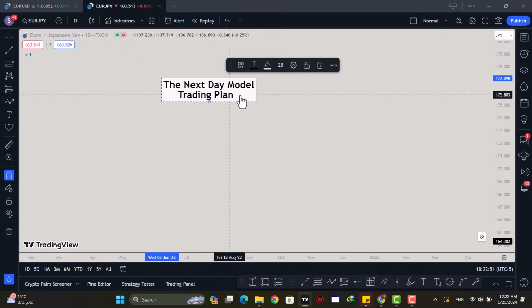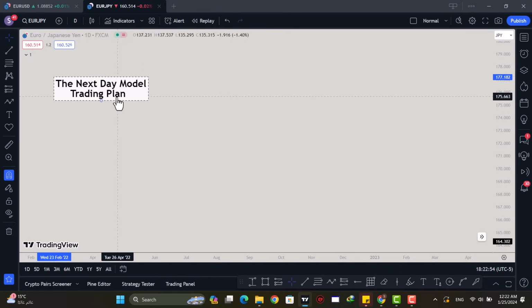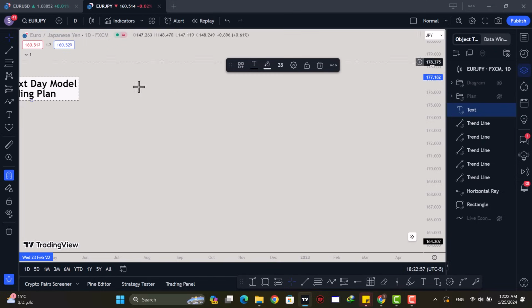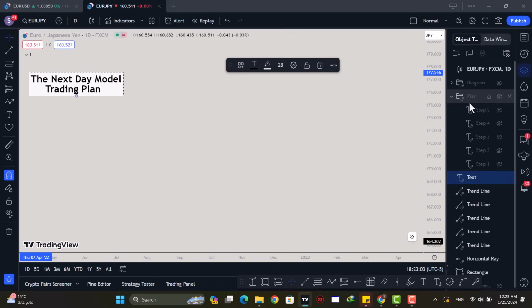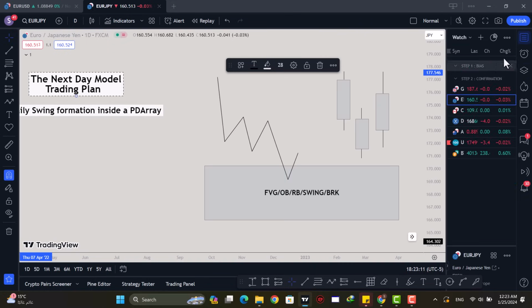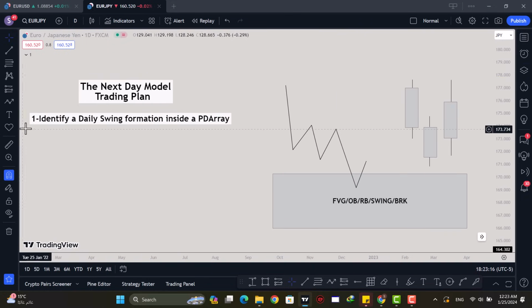So, the next day model trading plan. Let me pull out the first condition or rule, right? So, step 1. And let me pull up also the diagram. Good. The first rule is you need to identify a daily swing formation inside a PD array. Focus, guys. A daily swing, daily is the keyword. So we are operating on the daily time frame only. Swing formation inside a PD array.